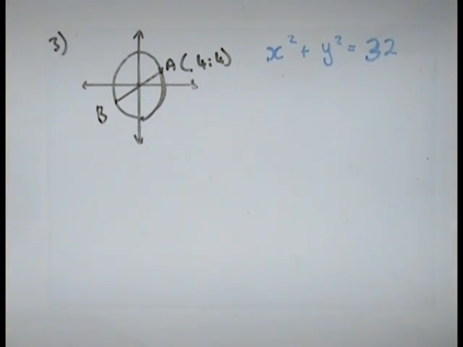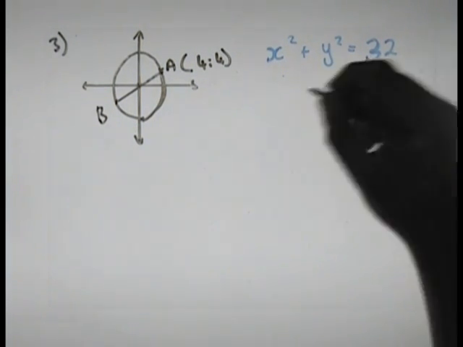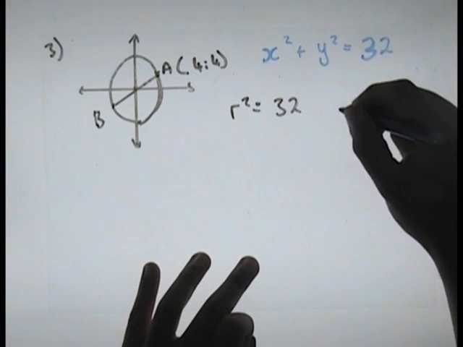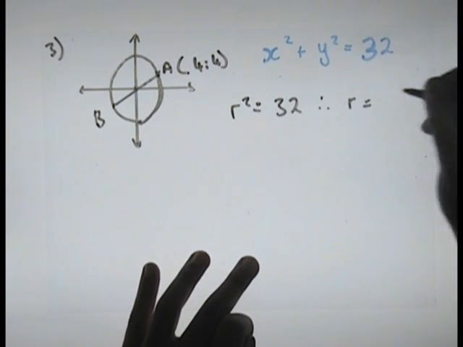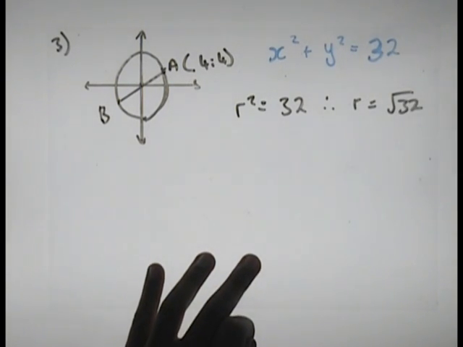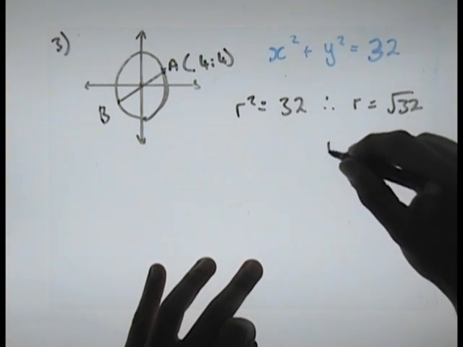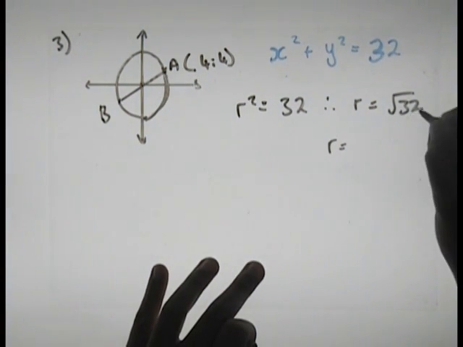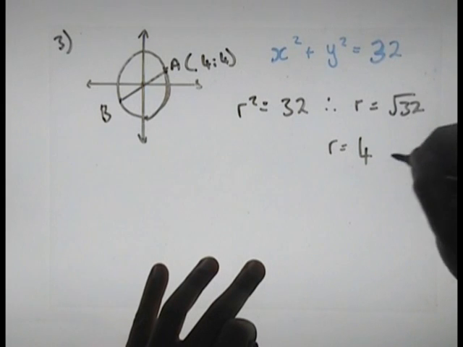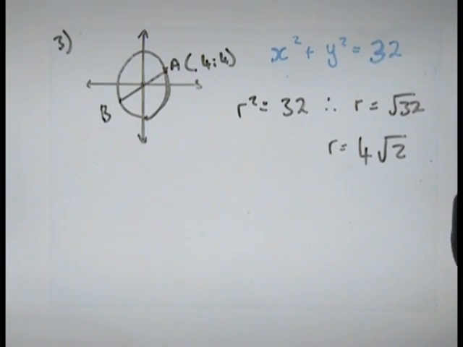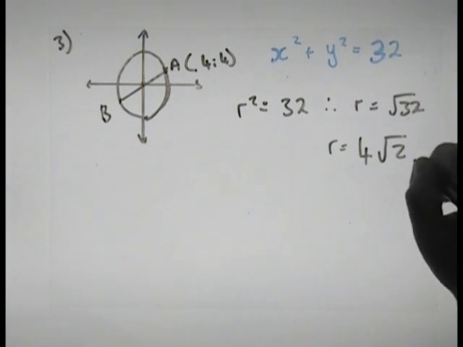The next thing I asked you to do was to find the length of AB. Now remember, if r squared is equal to 32, it means that r is equal to root 32. Root 32 can be simplified. Remember, 32 is equal to 16 times 2. The square root of 16 is 4. Root 2 stays as root 2. Our radius is 4 root 2.